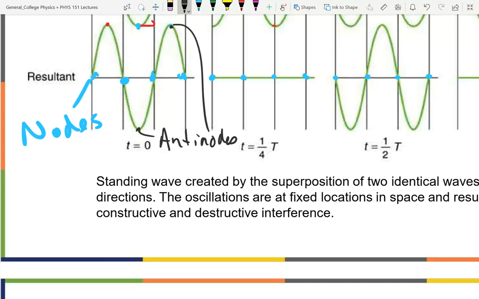Michael? Is it the edges? The ends. The ends are fixed locations. That's just, we physically have them fixed so they can't move. So those have to be nodes if I'm going to set up a standing wave because they can't move. So I'm going to have a wave here that has to have a node here and here. There's no place that has to be an antinode, but there are two places that have to be nodes.